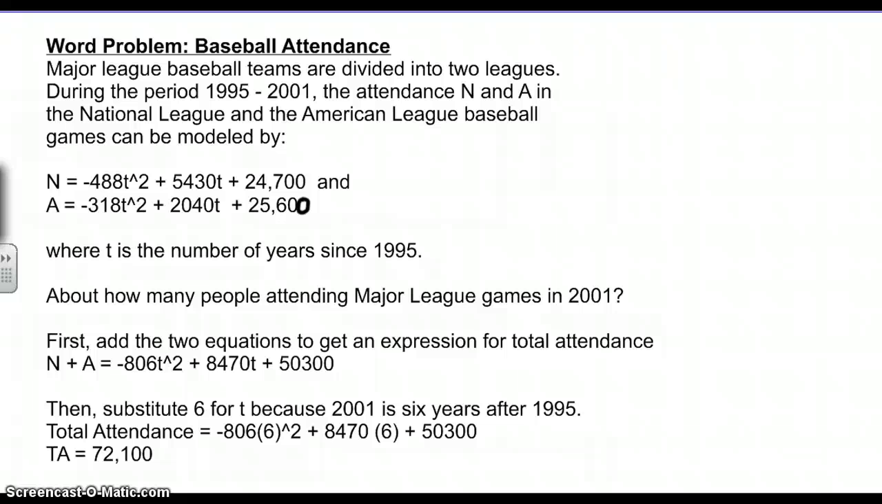Once you have the expression for total attendance, you have to substitute a number in for t. Because they're asking for the year 2001, that's 6 years since 1995, so we're going to substitute 6 in there. So the total attendance becomes negative 806 times 6 squared plus 8,470 times 6 plus 50,300, and the total attendance then is 72,100.